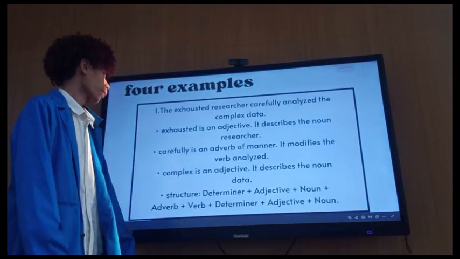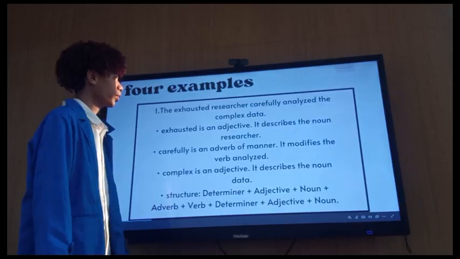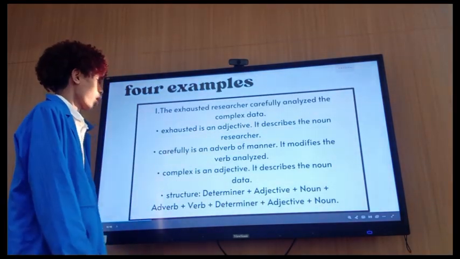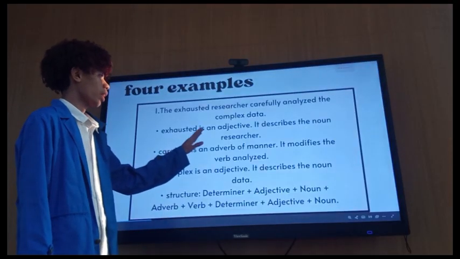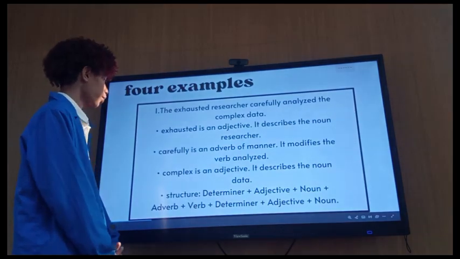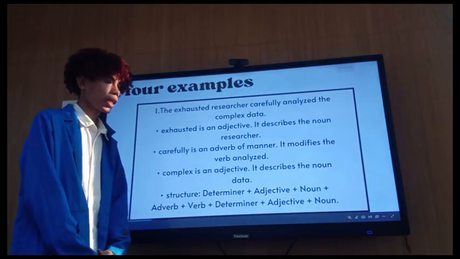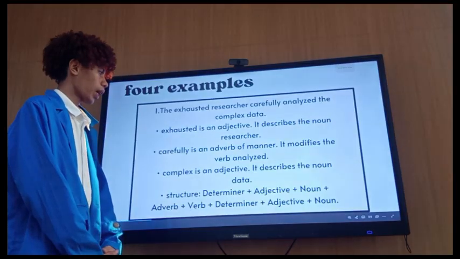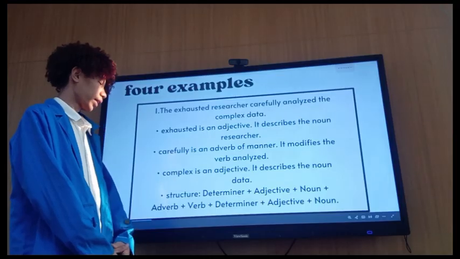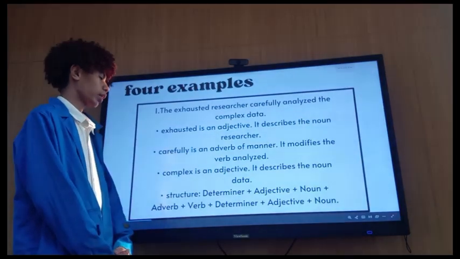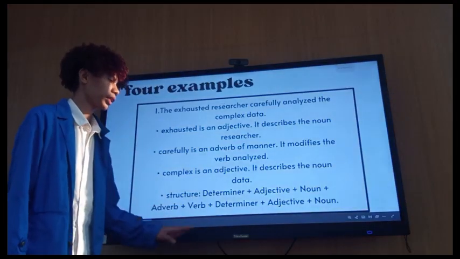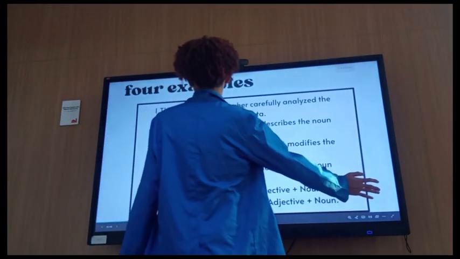Example 1: the exhausted researcher carefully analyzes the complex data. Exhausted is an adjective. It describes the noun researcher. Carefully is an adverb of manner. It modifies the verb analyzes. Complex is an adjective. It describes the noun data. Structure: determiner plus adjective plus noun plus adverb plus verb plus determiner plus adjective plus noun. Next, example 2.